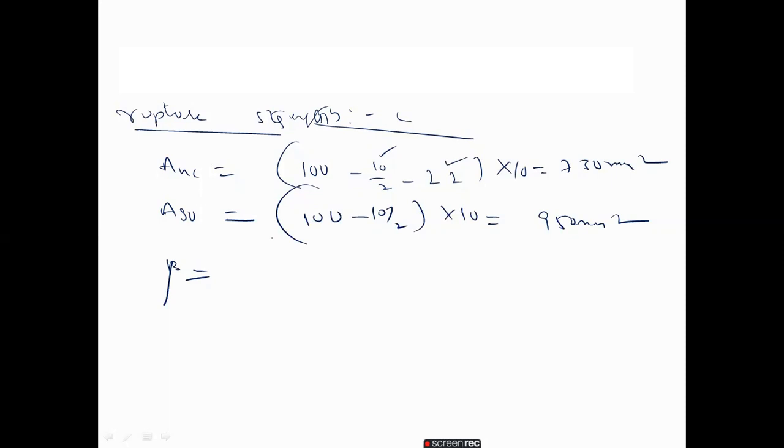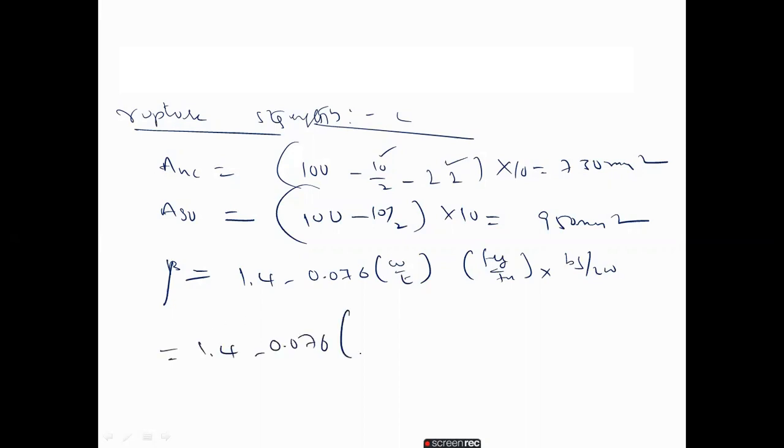Okay. So the formula is 1.4 minus 0.076 (w/t) into (fy/fu) into (bs/Lc). Here, if I substitute the values, w is 95 and the thickness is 10. I told you that w and w1 are the connected leg and the outstanding leg, so please refer to yesterday's class. fy is 250, fu is 410.